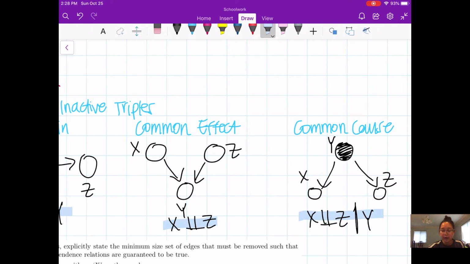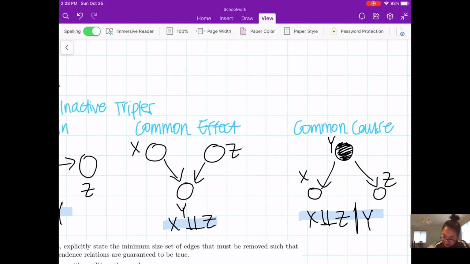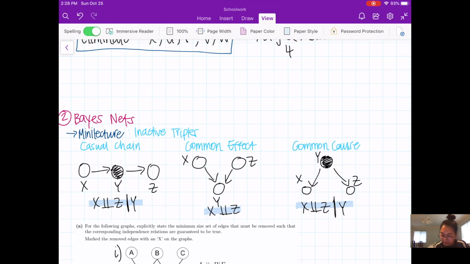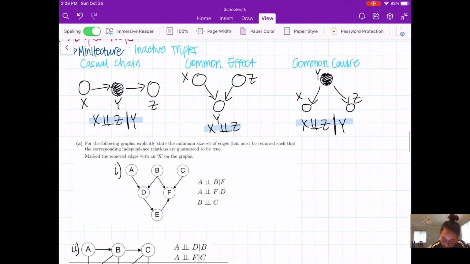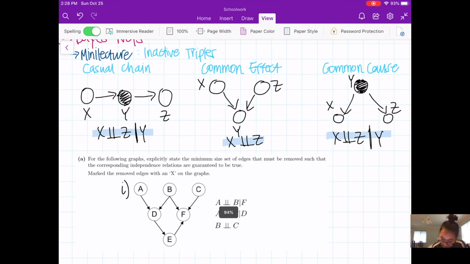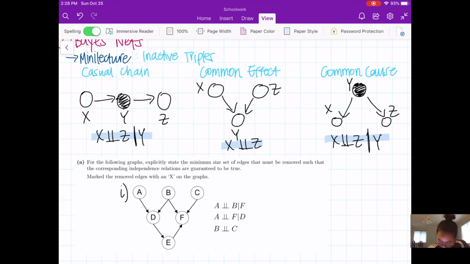So these are the 3 scenarios you want to remember, and specifically if these scenarios are true, then you know that these independence relationships hold. And if they're not true, then you know that it is dependent, or at least not guaranteed to be independent. So yes. Cool. Based on that, let's look at part A. In part A, we have this graph and it's asking us which edges we need to remove in order for these independence relationships to still hold. Let's go through and test whether these independence relationships hold or not.